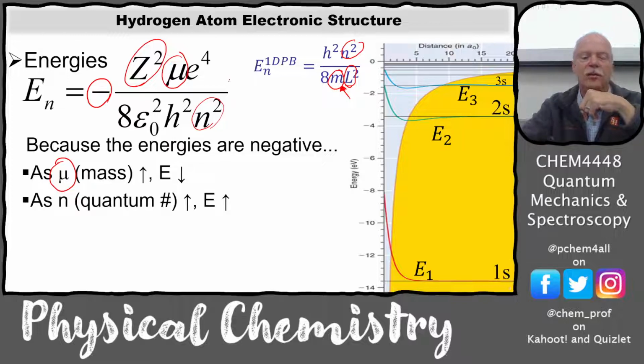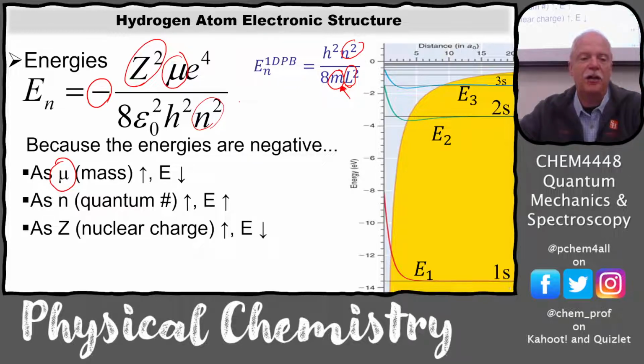As quantum number goes up, energy should go up. Just like in our particle in a 1D box, it's in the numerator. We increase the quantum state, energy goes up. Well, over here, it's in the denominator. As we increase the quantum number, what happens to that ratio? It gets smaller, and it gets less negative. Okay, so energy goes up as we increase quantum number.